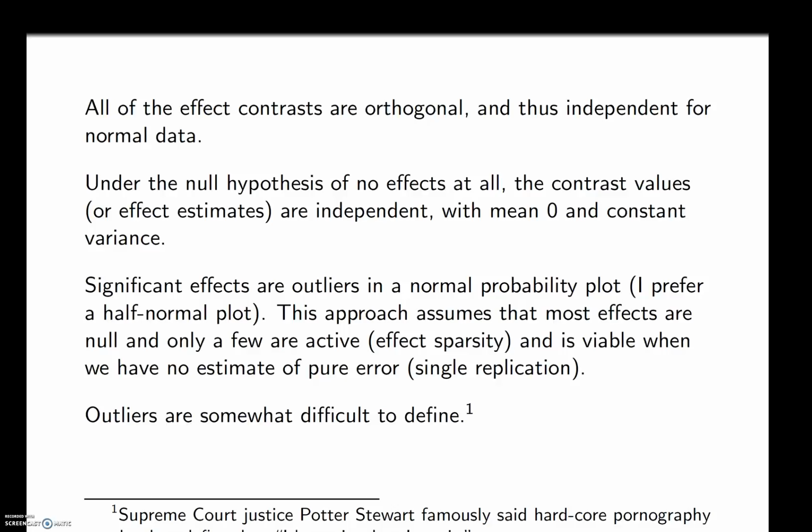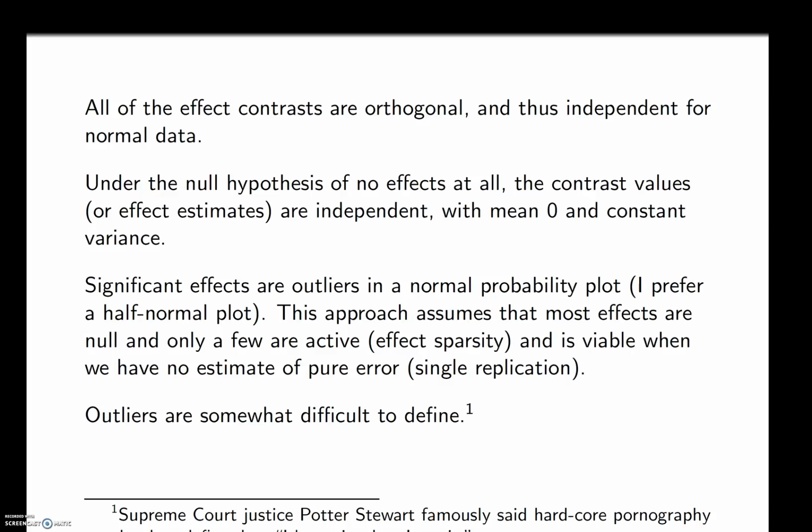Significant effects are going to be outliers in the normal probability plot. This will assume that most effects are null and only a few are active. We call this effect sparsity in statistics, and it's a reasonable method, I guess I should say, to go about this when we have single replication of all treatment combinations and hence can't estimate our pure error in the experiment.